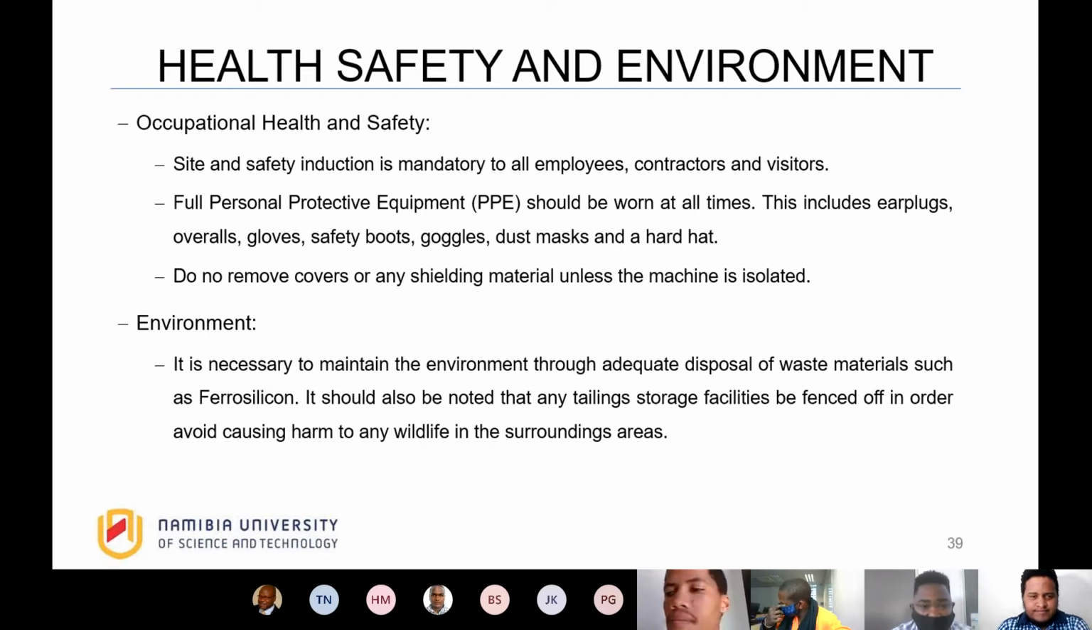For your environment, it is necessary to maintain the environment through adequate disposal of waste materials such as your FeSi, because there might be FeSi losses. So if some FeSi has been lost, it should be made sure that you remove that FeSi before you expose that waste to the environment. It should also be noted that any tailings storage facility be fenced off in order to avoid causing harm to any wildlife in the surrounding areas.